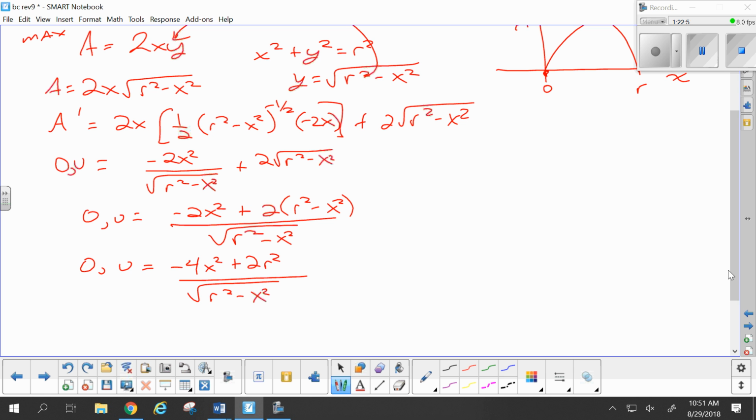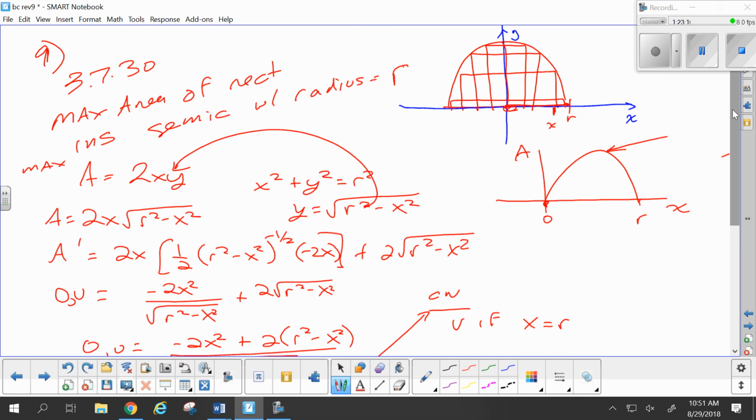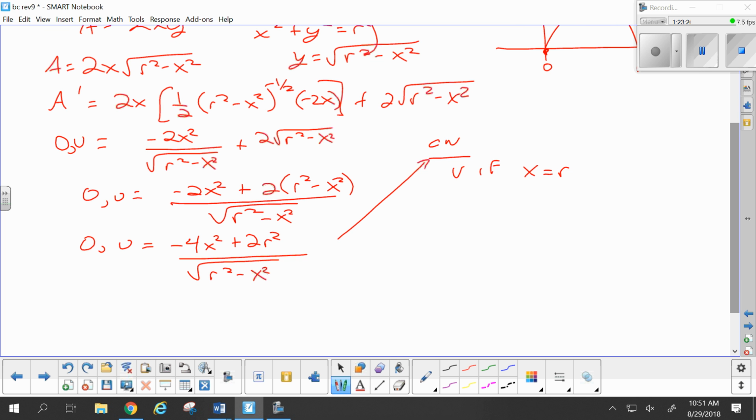My critical numbers. I get undefined if the denominator is 0, and that would be happening if x is r. Now, what kind of area would that be, a max or min? If x were r, then the rectangle would be lying right on the axis, and the area is 0. That's a min. A prime equals 0 at the numerator zeros. If negative 4x squared plus 2r squared is 0, then x is the square root of 2r squared over 4.